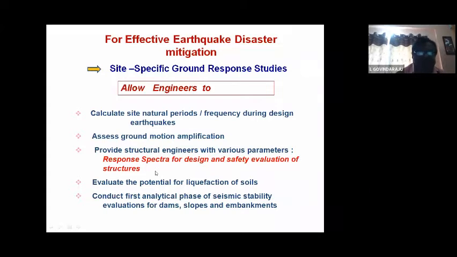Once one must look into this. At the same time, evaluate the potential for liquefaction of soil. I will come to this topic a little bit later because the major damages that are attributed to liquefaction are plenty during vibrations.